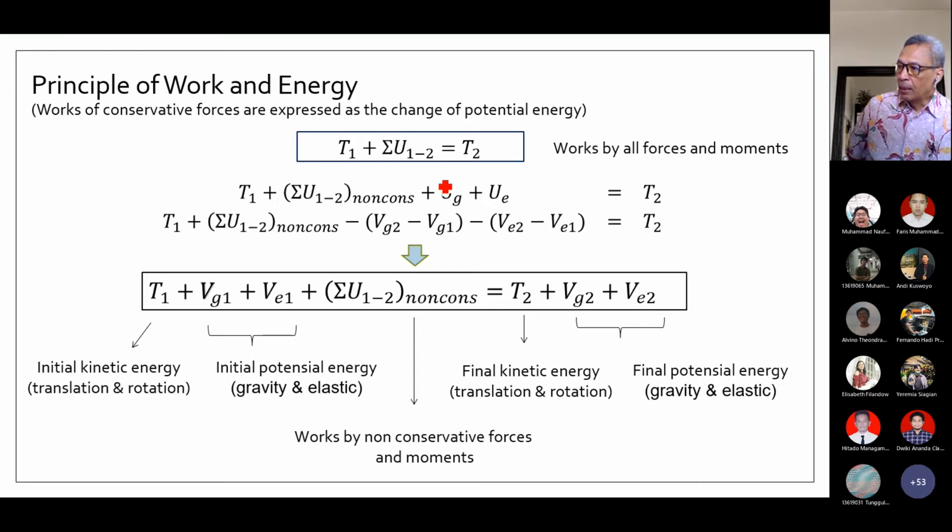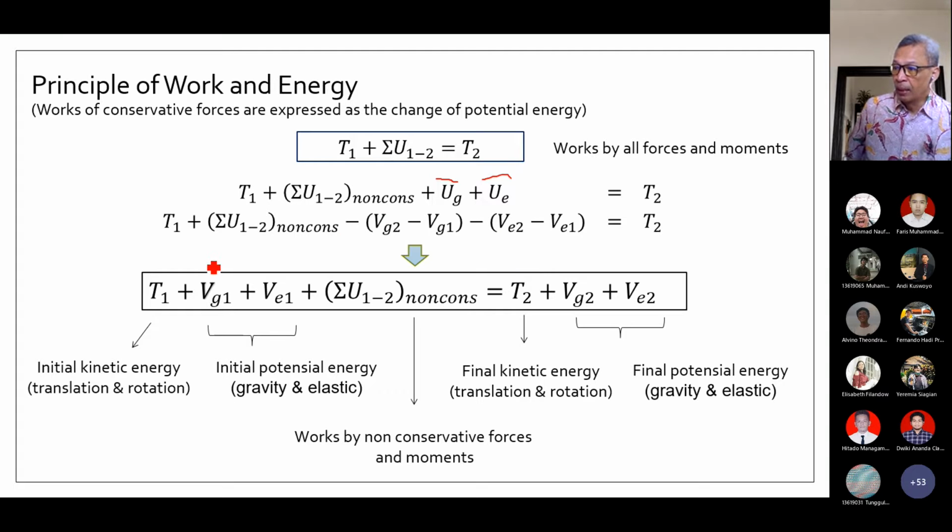Ini tadi kerja oleh gaya non konservatif, ditambah kerja oleh gaya gravitasi, kerja oleh gaya pegas, itu sama dengan T2. Nah, kemudian kita tadi mengatakan bahwa kerja oleh gaya gravitasi dan kerja oleh gaya pegas bisa kita nyatakan sebagai selisih energi potensial gravitasi dan selisih energi potensial pegas. Nah, energi ini kita pindah ke kanan. Sorry, ya, kita pindah pada posisi masing-masing. Yang VG2 dan VE2 pindah ke kanan, yang VE1 dan VG1 tetap di kiri.